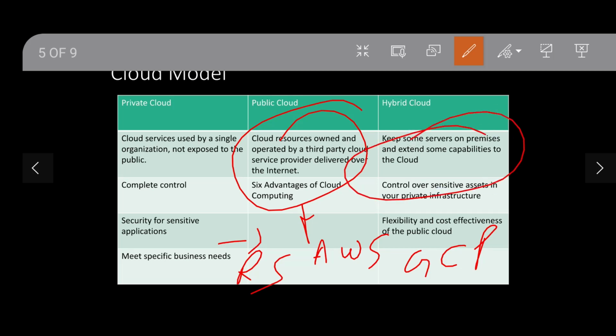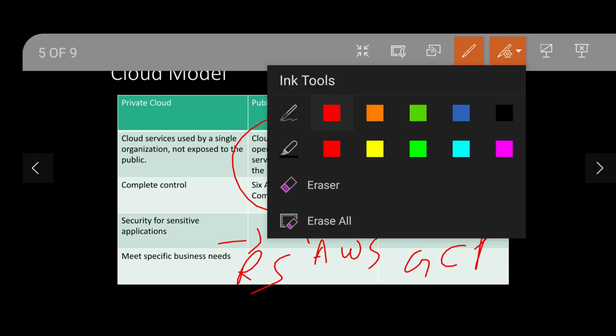Okay, what is hybrid cloud? If any company wants to keep secure data as well as benefit from cheap use of data also, hybrid cloud helps us. How hybrid cloud works, I will explain with an example, that would be better.